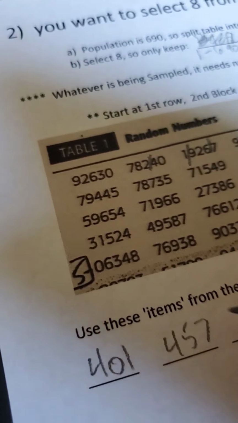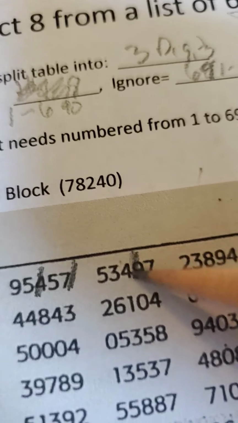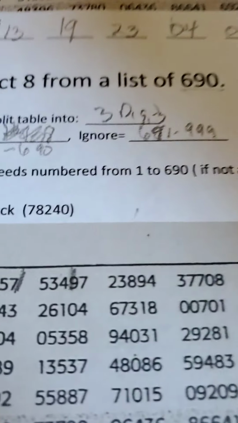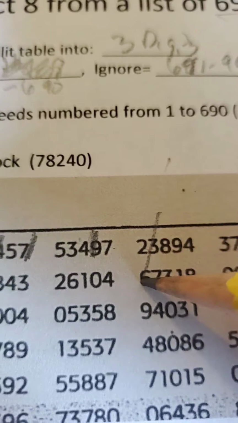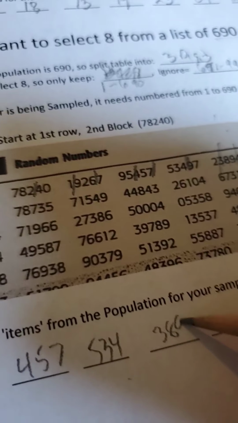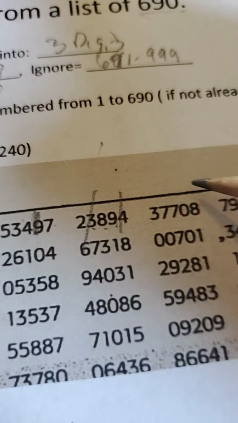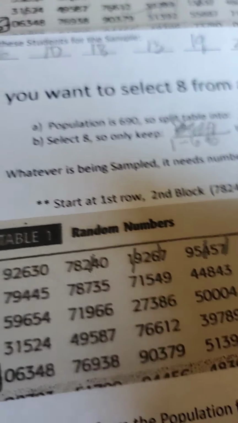457 is a keeper. 457. Okay. 534 is a keeper. There's not very many wasted ones in this one, so this won't take as long. So I'll write down 534. Okay. 900. This is 972. Ignore it. 389 is a keeper. 389. 437. 437 is a keeper.